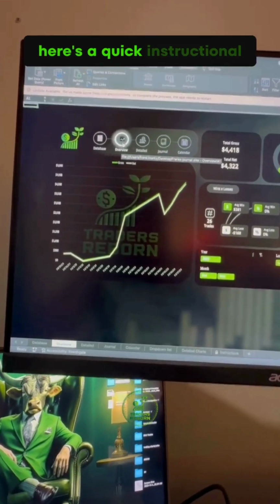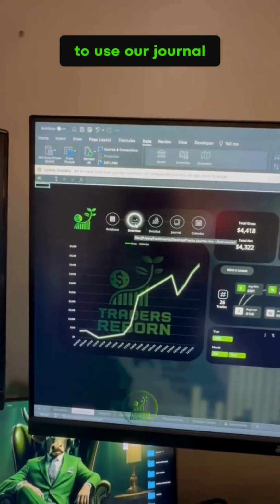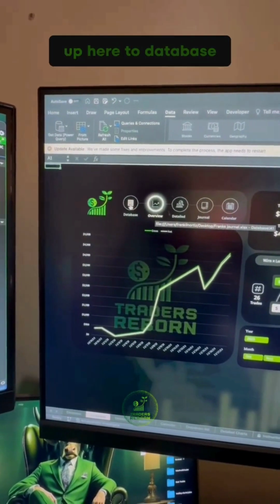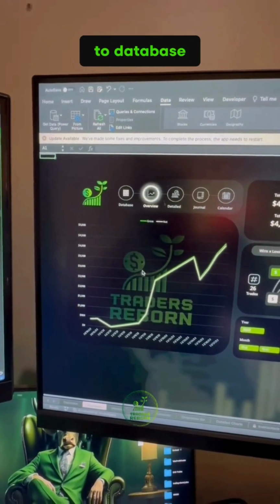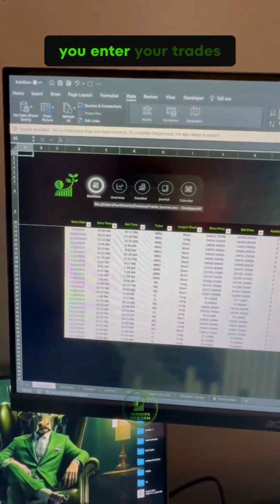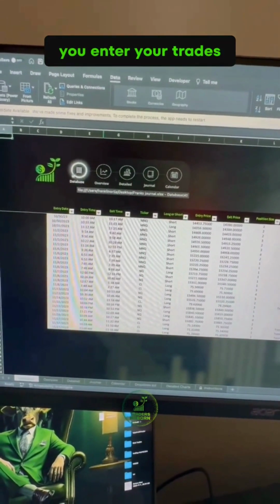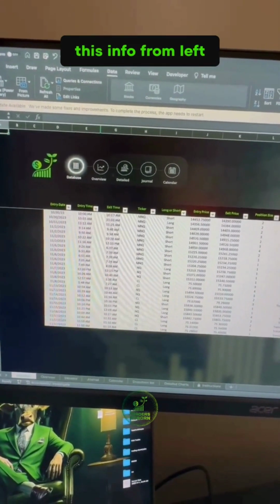Hey guys, here's a quick instructional video about how to use our journal. So when you enter your trades, you're going to go up here to database or down here to database. This is where you enter your trades and only where you enter your trades. You're going to enter this info from left to right.